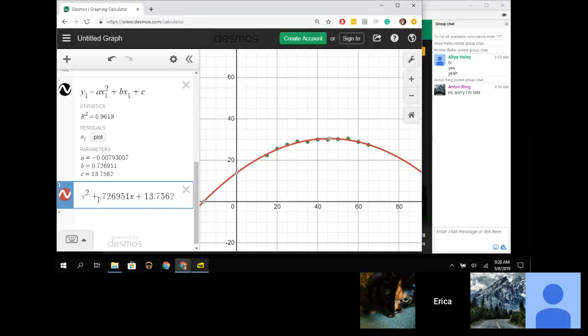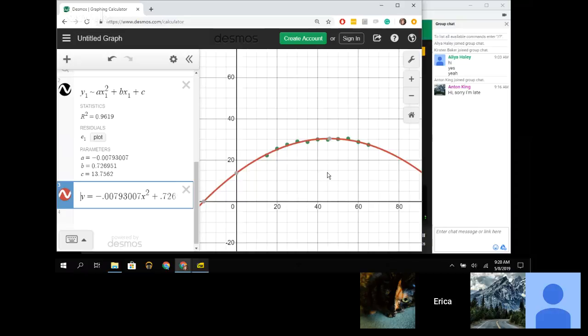Now this quadratic equation that I just wrote out, I could say models my data, right? And how do we know if it models the data well? Well, there's something called the correlation coefficient, and that's this value called your R value, okay? The closer that R gets to 1, the better your data is modeled. So this is pretty good. It's got an R value of 0.9619. So it models my data pretty well.